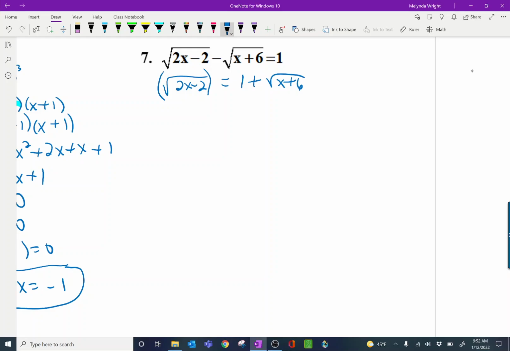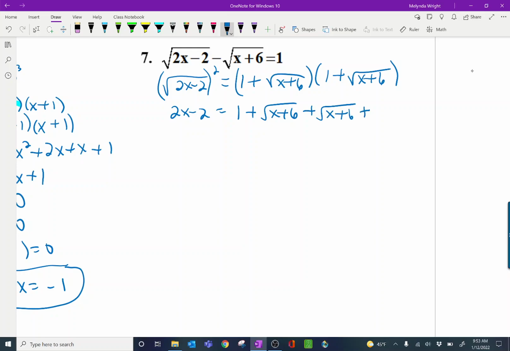Okay, so the square root of 2x minus 2 squared is just 2x minus 2. And yes, we're going to have to FOIL that out. It might be easier if I wrote this out so you can kind of visualize what I'm doing when I'm FOILing. Okay, so I have 2 of them, so I just wrote them. So 1 times 1 is 1. 1 times root x plus 6 is root x plus 6. 1 times root x plus 6 is root x plus 6. And root x plus 6 times root x plus 6 is x plus 6. Whew, okay. So we have generated, still got a radical, so we're going to have to isolate it.